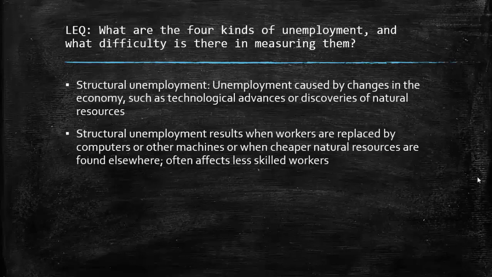Next, structural unemployment. This is what affects a lot of you guys watching this video, high school economics students. So structural unemployment is unemployment caused by changes in the economy such as technological advances or discoveries of natural resources. In modern times, the most common example is technological advances. So structural unemployment results when workers are replaced by computers, capital, or other machines, or when cheaper natural resources are found elsewhere. And as I mentioned, this most often affects less skilled workers.